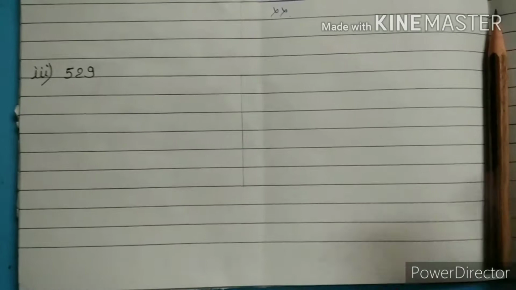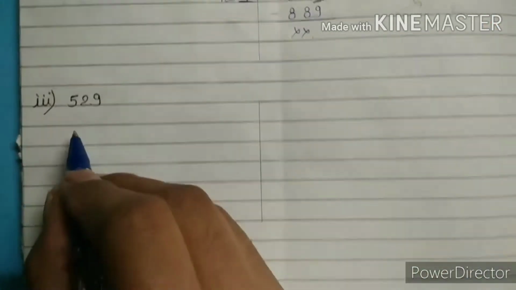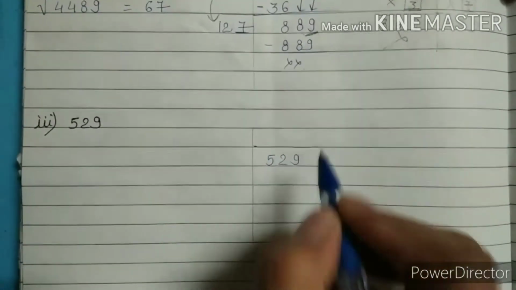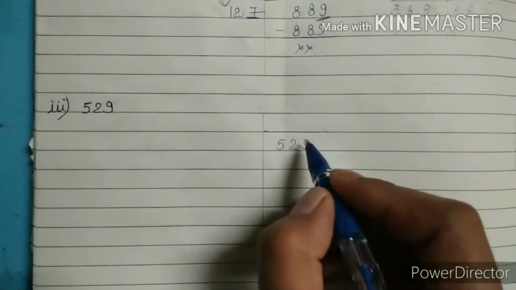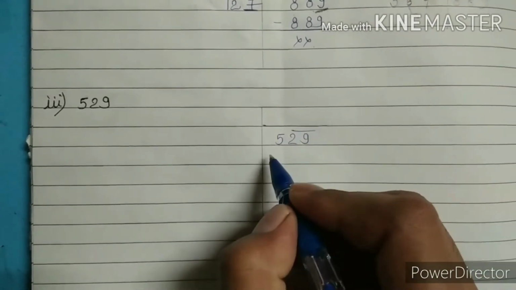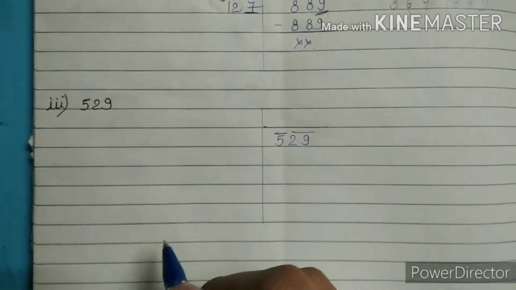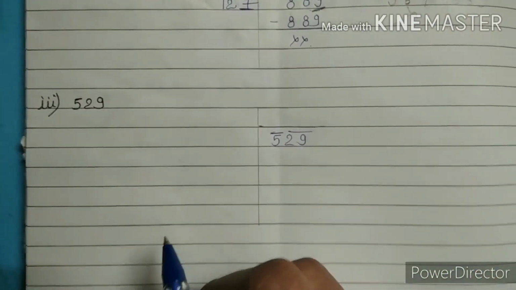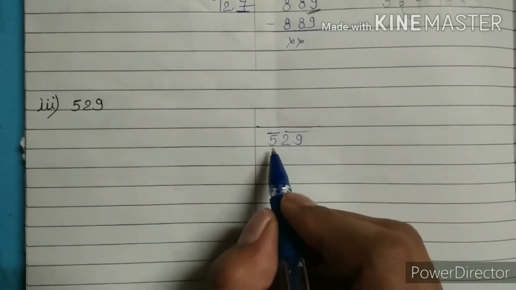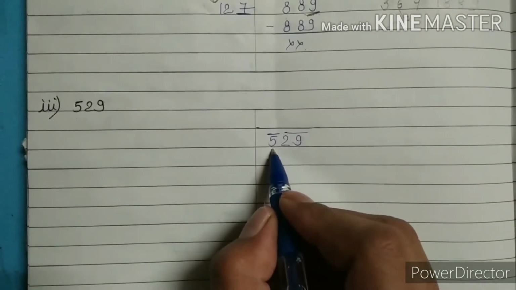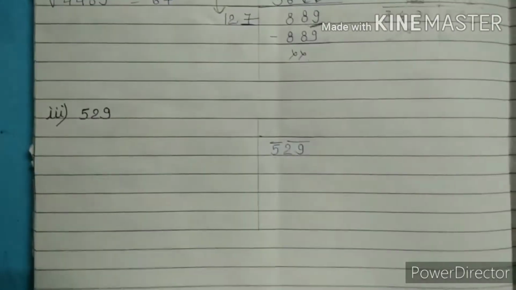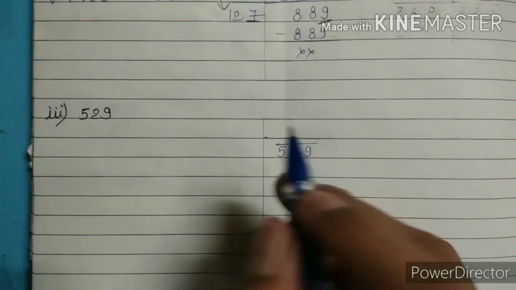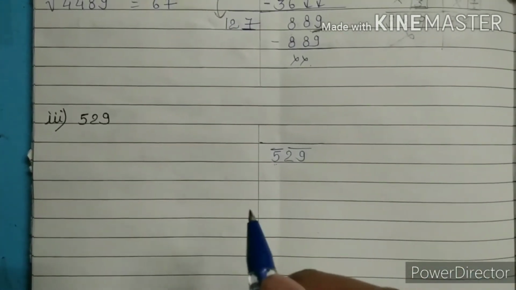Now third is 529. Now we have to do the pairing first. 29 is the first pair and 5 is alone. So here we have two pairs. First is 5 and second pair is 29. Now we want a number whose square is less than or equal to 5. So 1 square is 1, 2 square is 4, 3 square is 9. So 3 square, 9, is more than 5. So we will take 2 square.